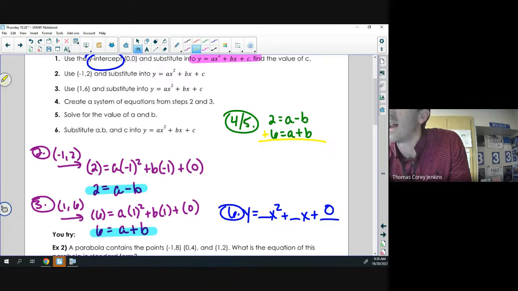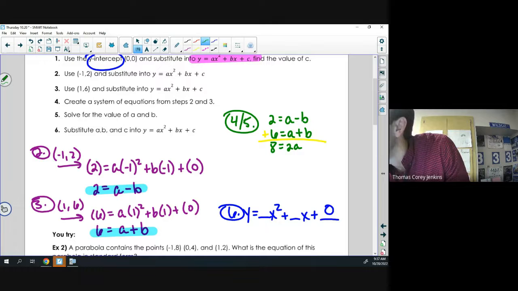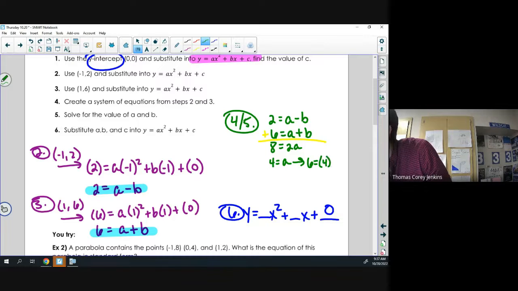So once I add, I get 8 is equal to 2a. Divide by 2 to get 4 is equal to 1a. And then use a to find b. So sub in either in the top or the bottom. I'll go ahead and sub into the bottom equation. So 6 equals 4 plus b, which tells me that b equals 2.